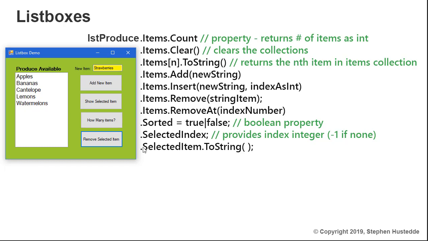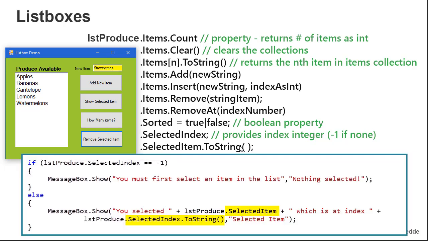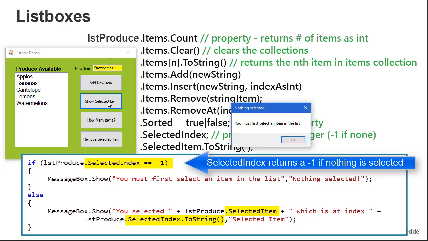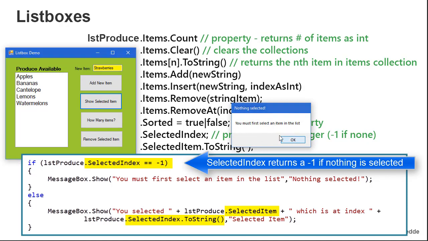Same thing, I can get the selected item that they have selected. So that would be the text, the index is the index number, and I actually use both of those in that little button. To show the selected item, nothing right now is selected, and again I use an if statement here. So if the selected index is -1, meaning no index was selected, I bring up a message box saying you must first select an item in the list.